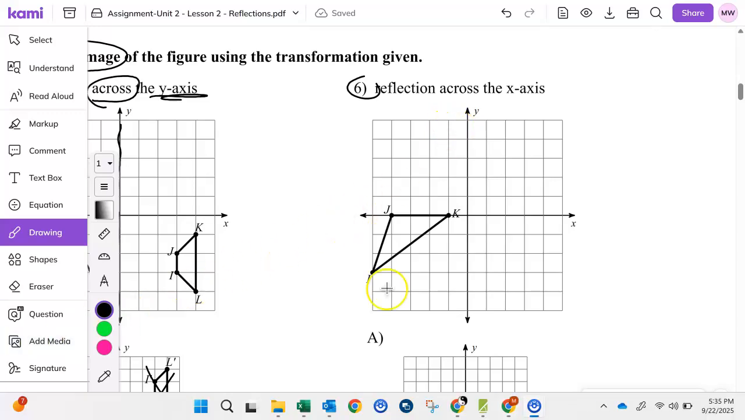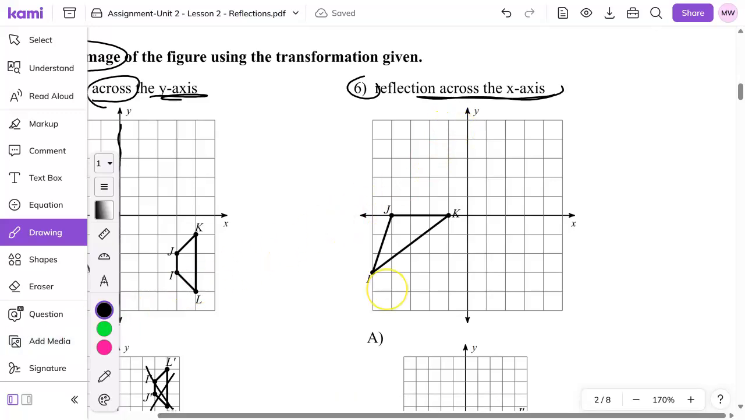Okay, this is reflection across the x-axis. So that means it's going to reflect across here. This one's a little bit tricky. Look at J. J is on the x-axis, so that means J is 0 away from that line. So J prime is going to be 0 away from that line too. It's going to be in the same place actually. Same with K. So K is over here, K prime.